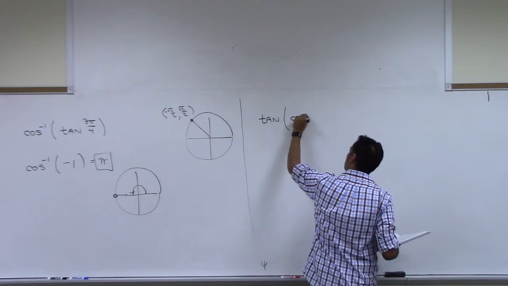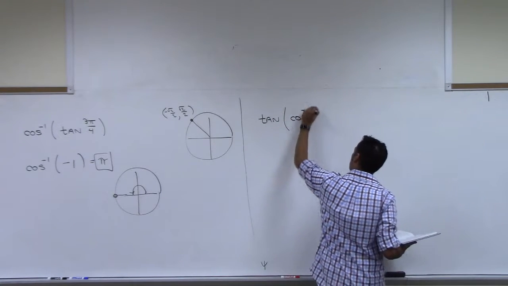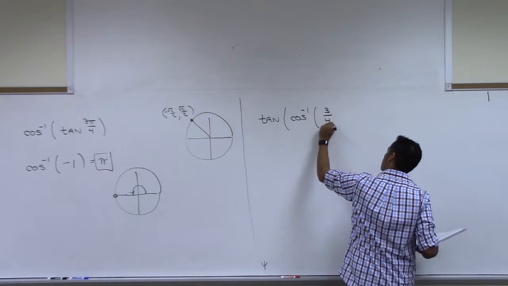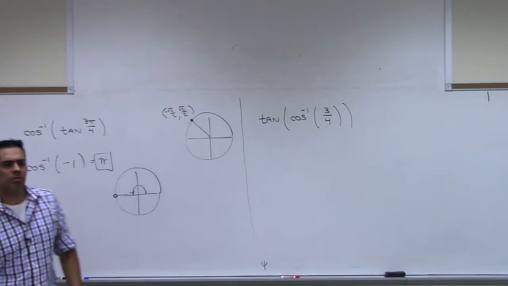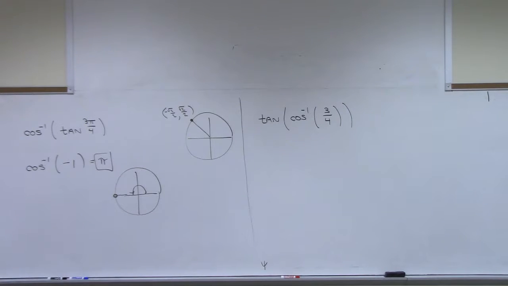of arc cosine of 3/4. So I intentionally am using the same two parent functions. There's a tangent and there's cosine in these, but I've switched the order. I put the tangent on the outside, I put cosine inverse on the inside, and then I put 3/4 instead of 3 pi over 4.